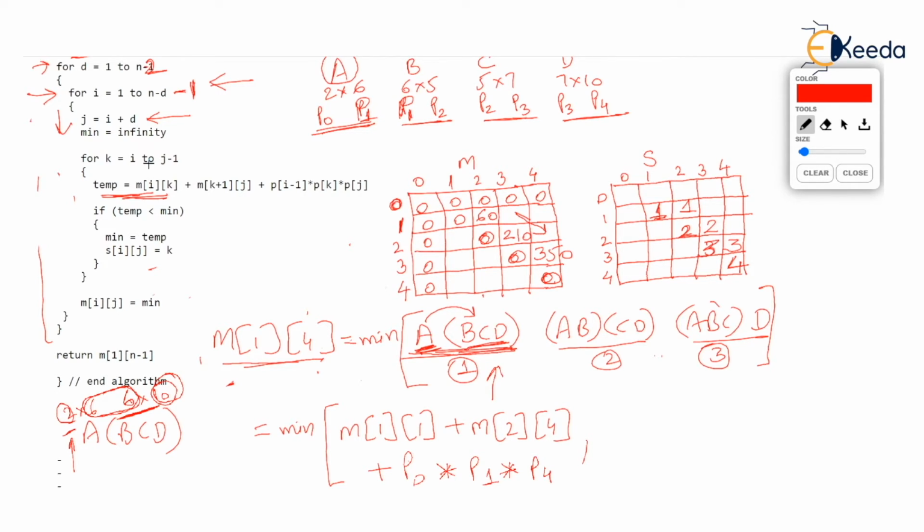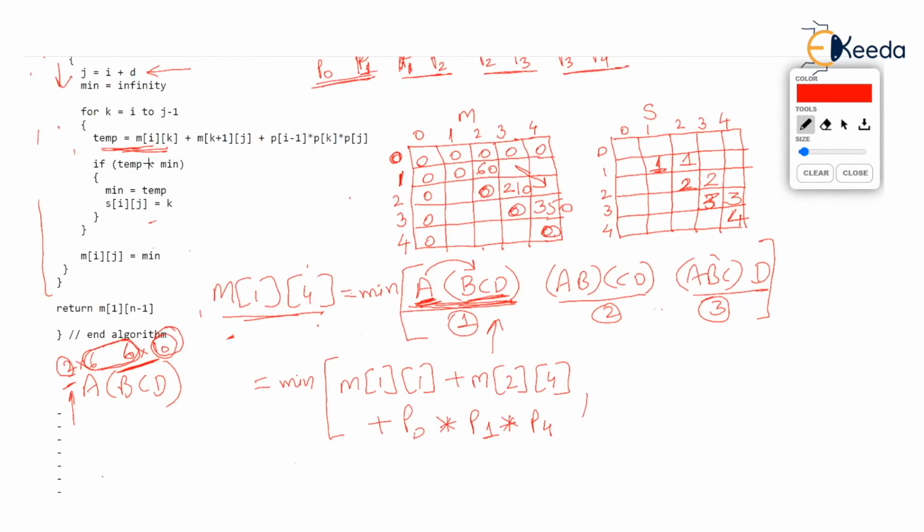Now this is the first thing which I have written for A into BCD. Now what about AB into CD? How will you do this? Now you have already found AB. AB is nothing but M12, the first matrix to the second matrix, plus the number of multiplications needed to do CD, that is M34.